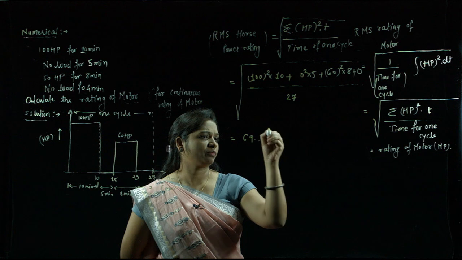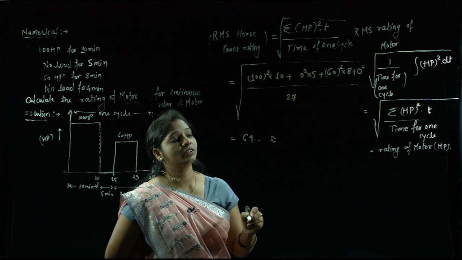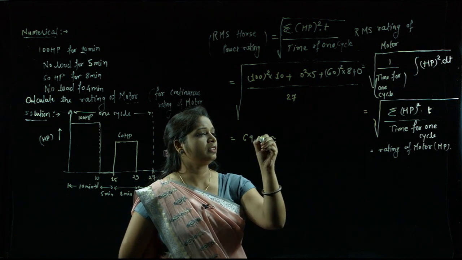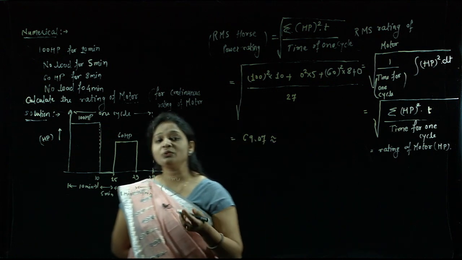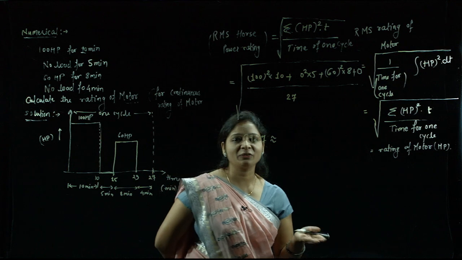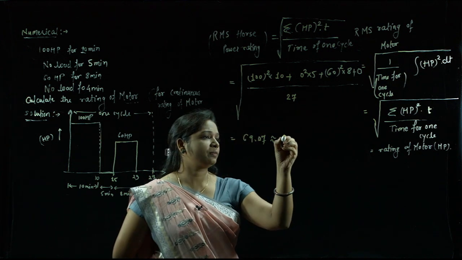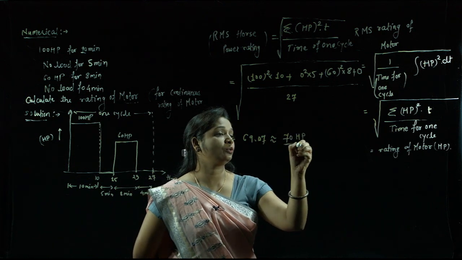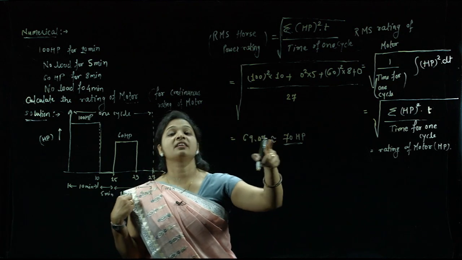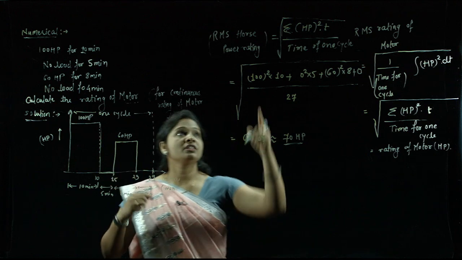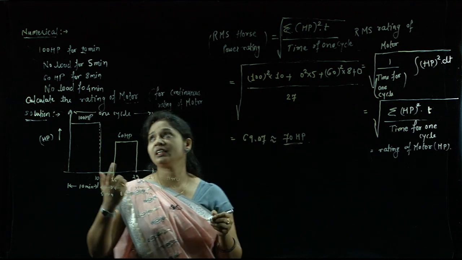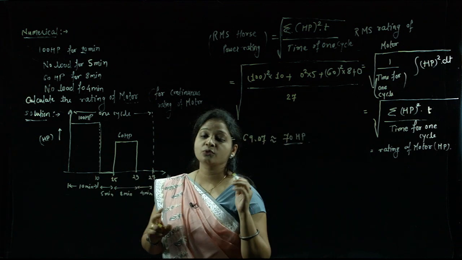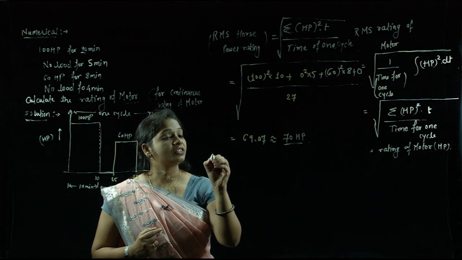So you can calculate that nearly 69.07. It is not available in the market, so we can choose a 70 HP motor. You have to calculate the HP, that is the rating of your motor, by using this formula. So here the second part, the RMS horsepower rating of the motor, you have to calculate with some examples also. Next part is load equalization.